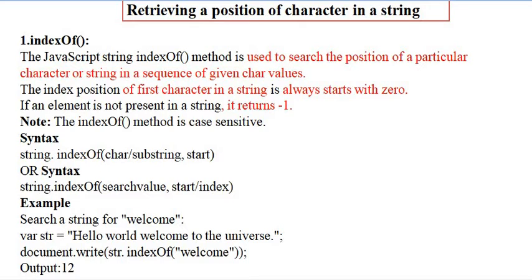The indexOf method returns the index number of a character or a substring within a string. In the previous lecture, the charAt method returned the character from the given position. Here it returns the position from a given character. In JavaScript, the string indexOf method is used to search the position of a particular character or a string in a sequence of given char values.